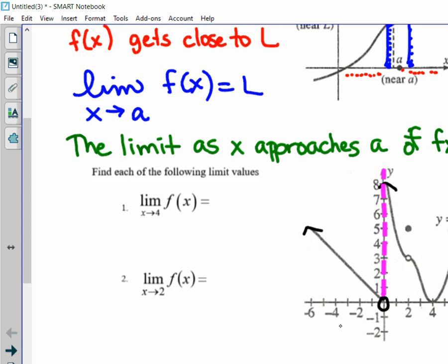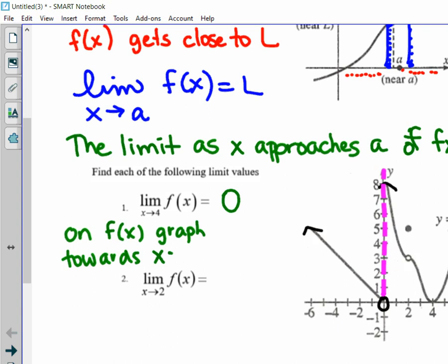The limit as x approaches 4, looking at this graph, is equal to 0. If I'm on the f of x graph, heading towards x of 4, would mean that I'd also be going towards a y of 0.